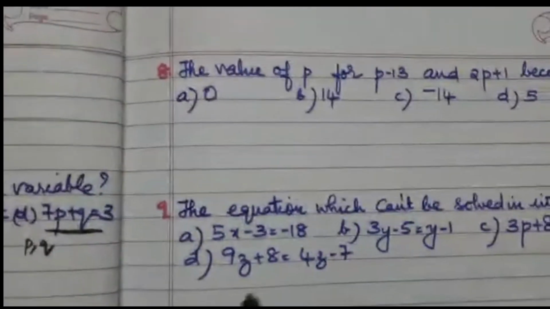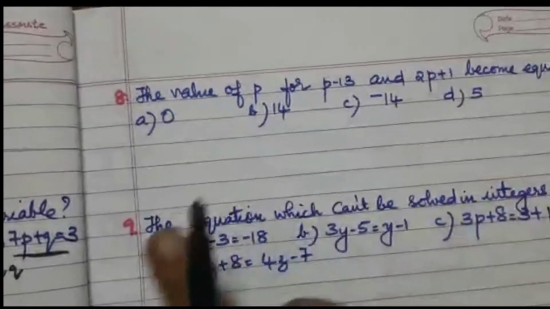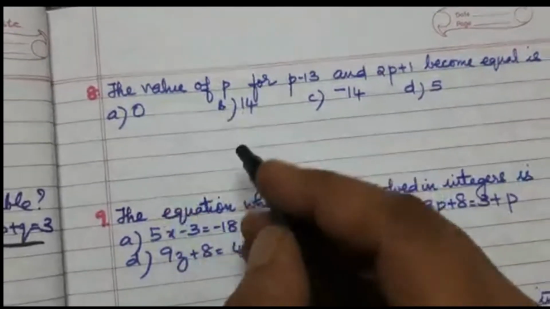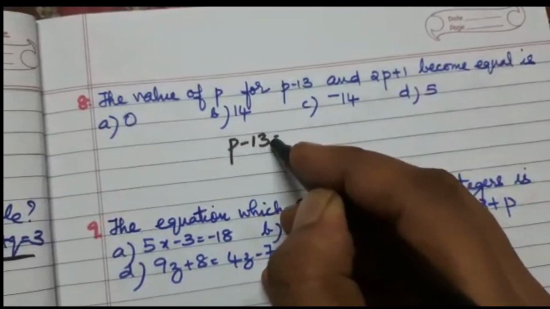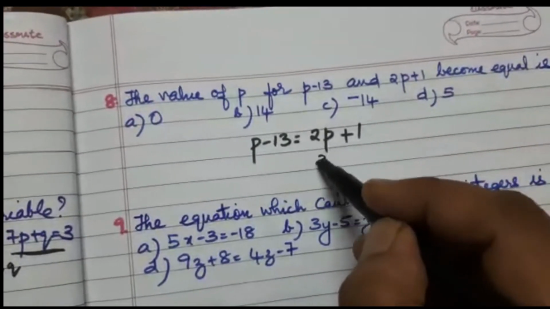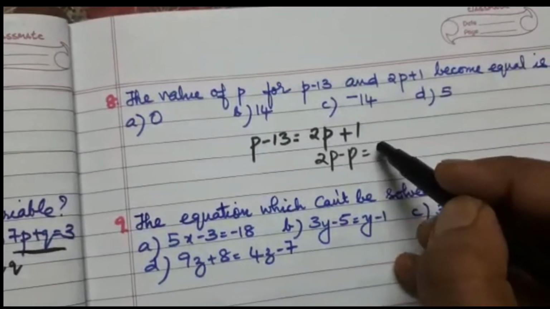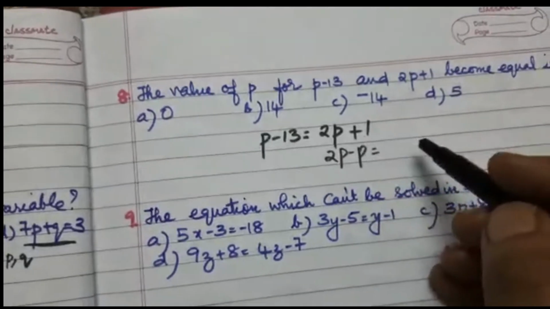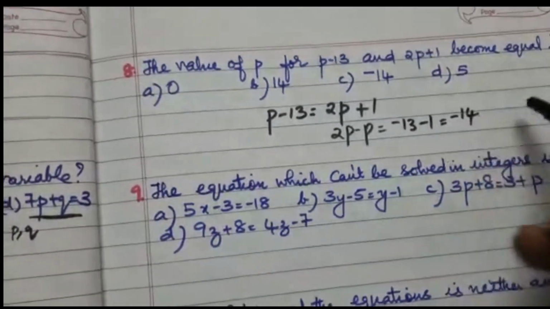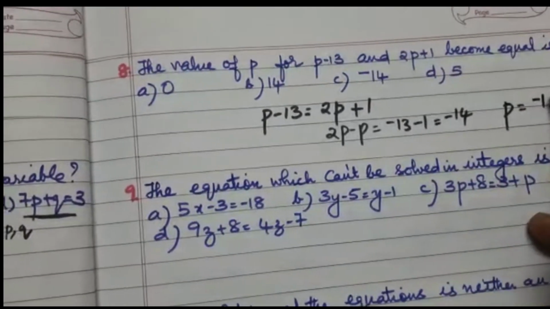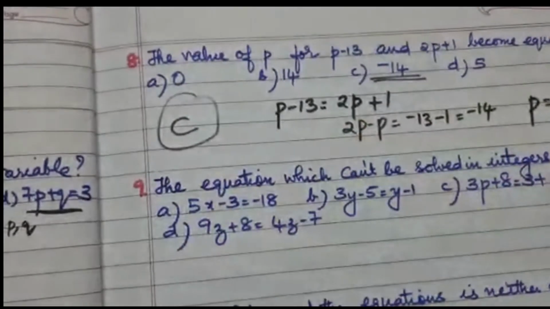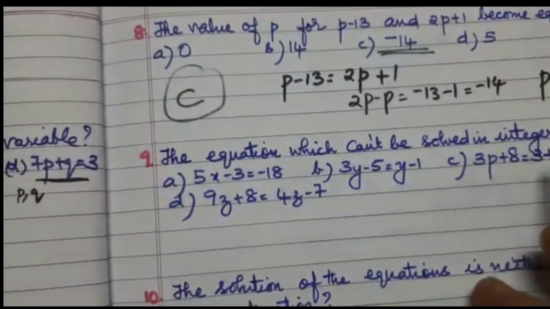Now next: the value of P for which P minus 13 and 2P plus 1 become equal. That means P minus 13 equal to 2P plus 1. Now 2P minus P, equal to minus 13 minus 1, that is minus 14. So what is P? P equals minus 14. What is the answer here? It is C.